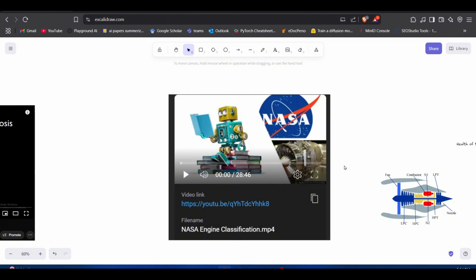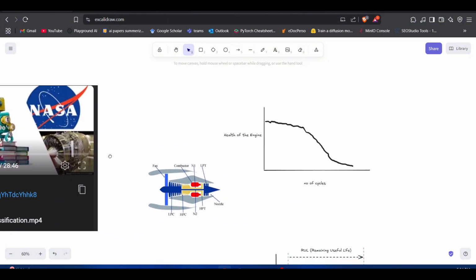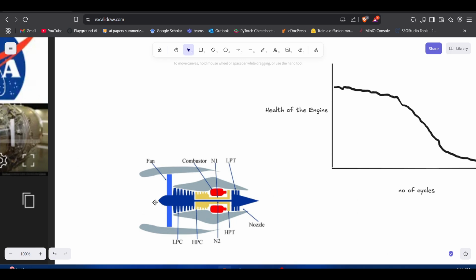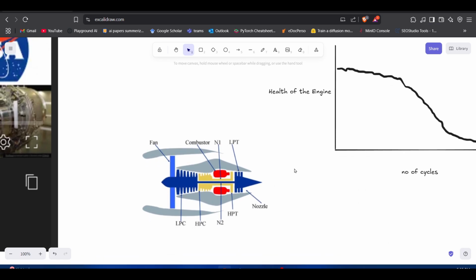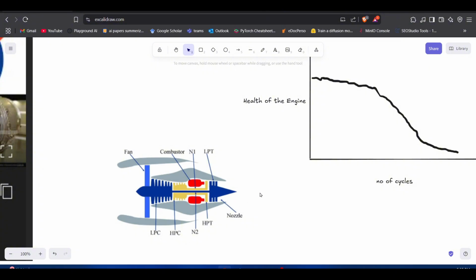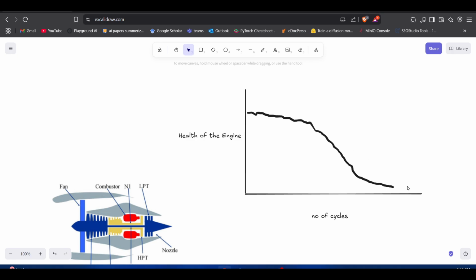So let's understand what we have to do. First of all, we have an engine, a turbo engine like this. Whenever the engine runs for various cycles, where one cycle means it goes from destination A to destination B, you see that as the number of cycles increases, the health of the engine keeps on decreasing, which is very normal. They all have a finite amount of life.